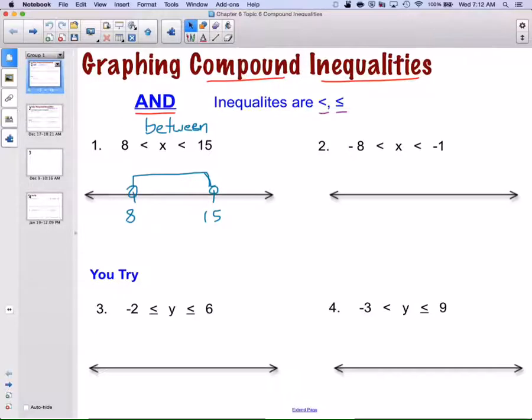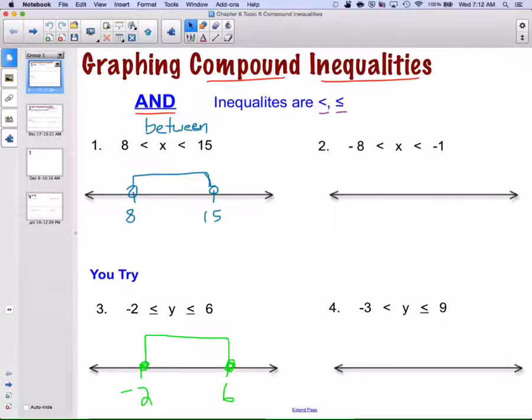Okay. I'm going to do number 3 so you guys can try 2 and 4. Notice this one has the less than or equal to symbol on both of them. So we're going to have -2 and 6, closed circles, and just like the one above, we're going to connect them. Because the way we could read this is y is greater than or equal to -2, and y is less than or equal to 6, which means that it's between those two values.